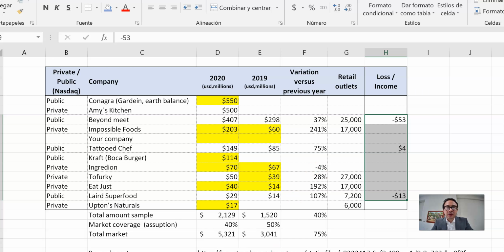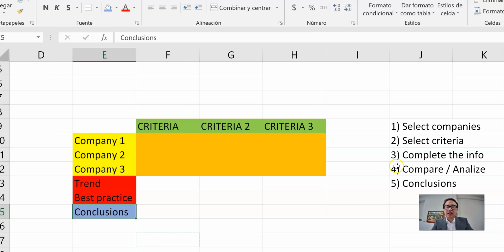I hope with these 5 steps, select the companies, select criteria, complete the information, compare and make analysis, and make your own conclusions, you will find a lot of useful information making your own benchmarking in all the markets that you need.